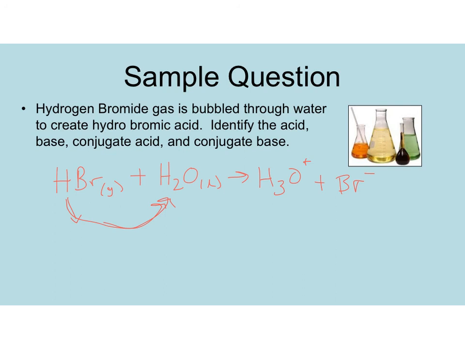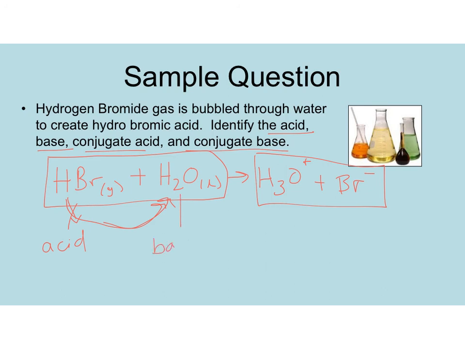Now we have to identify the acid, the base, the conjugate acid, and the conjugate base. By definition, the acid and the base are going to be on this side, and the conjugate acids and bases are going to be on the product side. So let's start with the easy part on the left-hand side. Which one of these kicked off a hydrogen? Between these two molecules, water or HBr, we can see that HBr is the one that kicked off the hydrogen. So we call this the acid because it's anything that donates the hydrogen. And we know that water picked it up, so we call this the base.